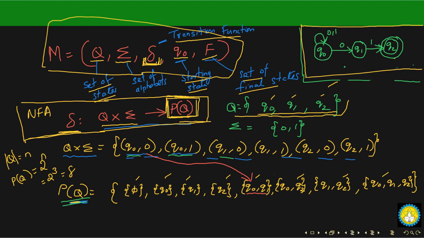So here we have Q0. So we are going to map (Q0, 1) to Q0 itself.